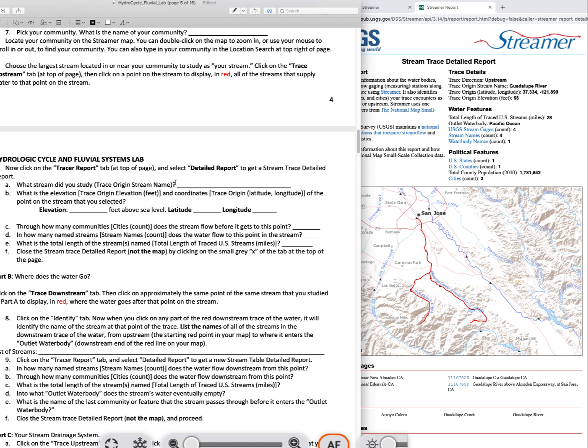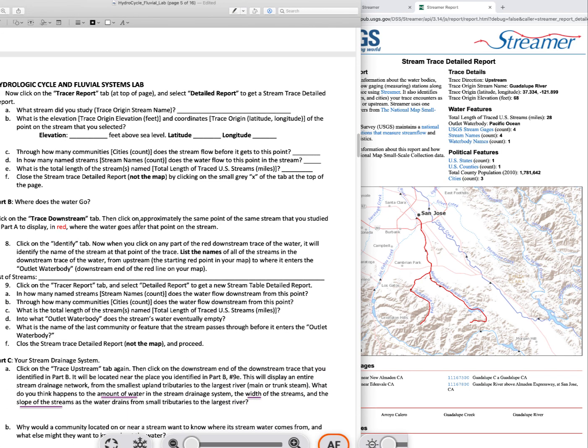Well, we put Guadalupe River, right? So the Guadalupe River is right there. What is the elevation and coordinates of that point that I just clicked? And you can see the elevation is 68 feet, and then the latitude is 37 degrees, 30.334 degrees north latitude. That's latitude. And this negative means that we're west of the prime meridian, so we're 121.9 degrees west longitude. So that's longitude and latitude, so you'd add those numbers in here.